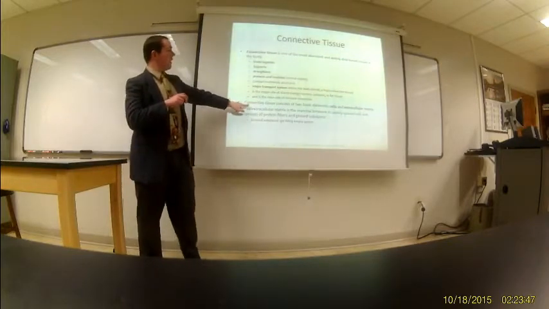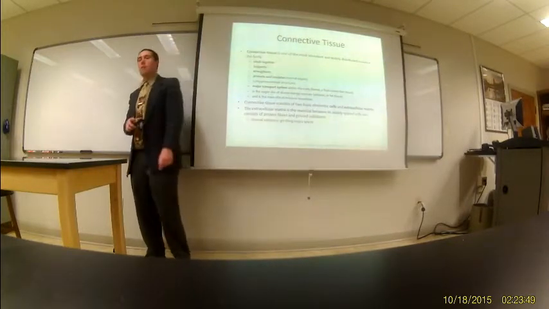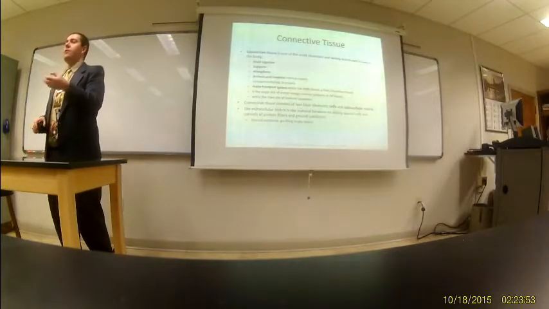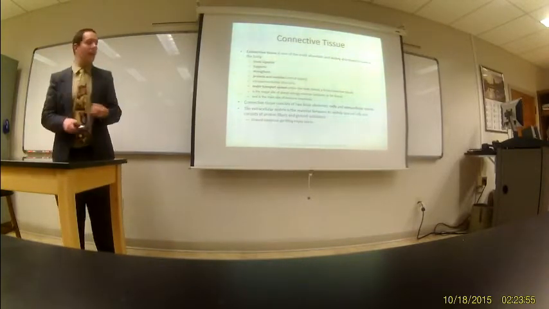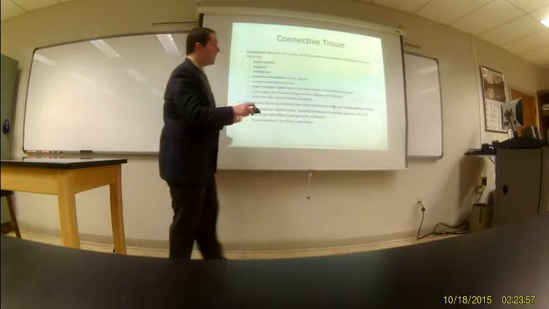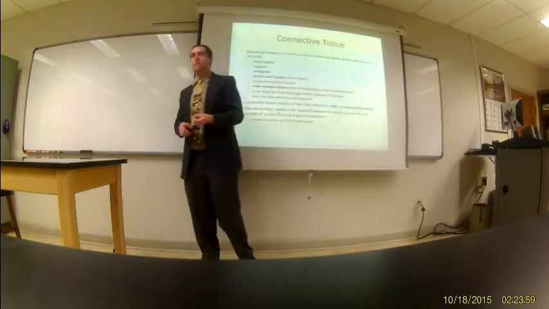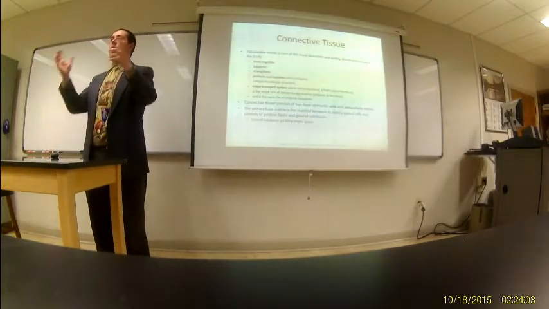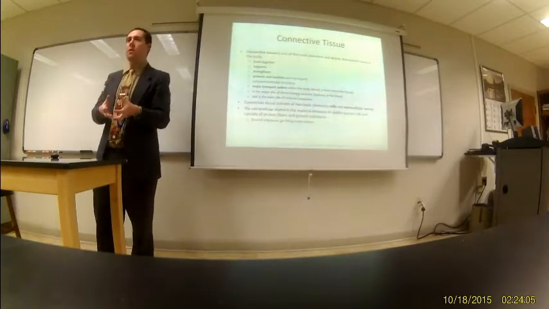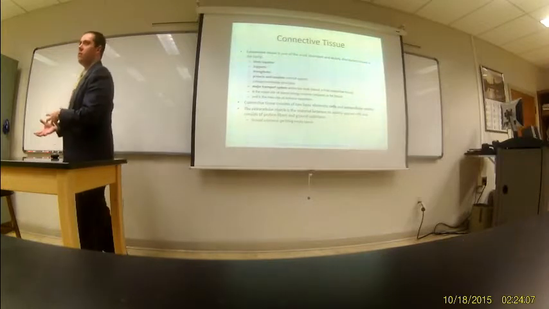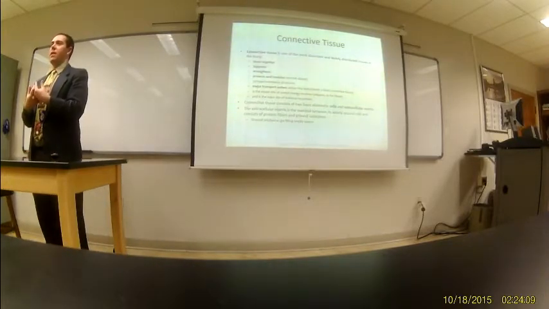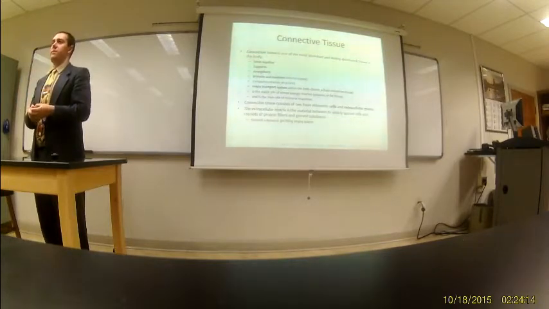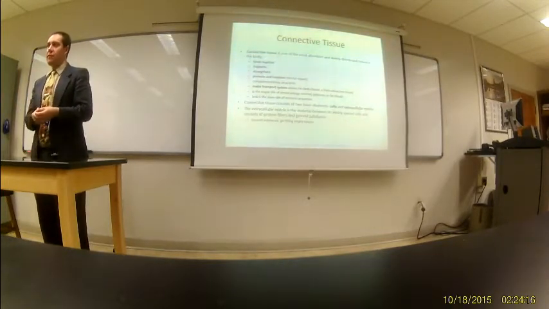All of these connective tissues have two main parts. There are cells, and then there's extracellular matrix. So extracellular means outside of the cell. And the matrix is just everything that's there, whether it be water, whether it be fibers, whatever it may be. It is whatever is outside of those cells. That's extracellular matrix.